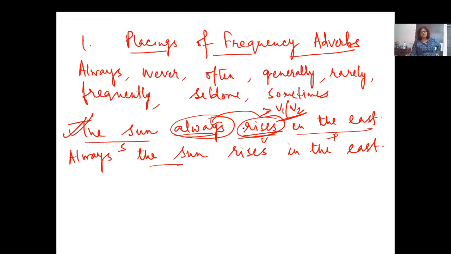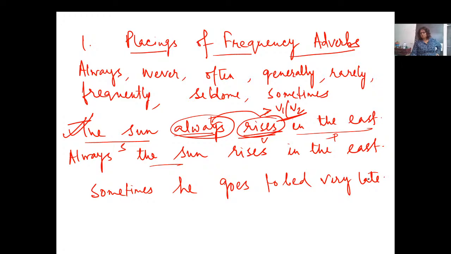So this is the first point. Frequency adverb is always used before the principal verb or simple verb or main verb, either first form of the verb or second form of the verb. Let me give another example. If we write, sometimes he goes to bed very late. Sometimes he goes to bed very late.